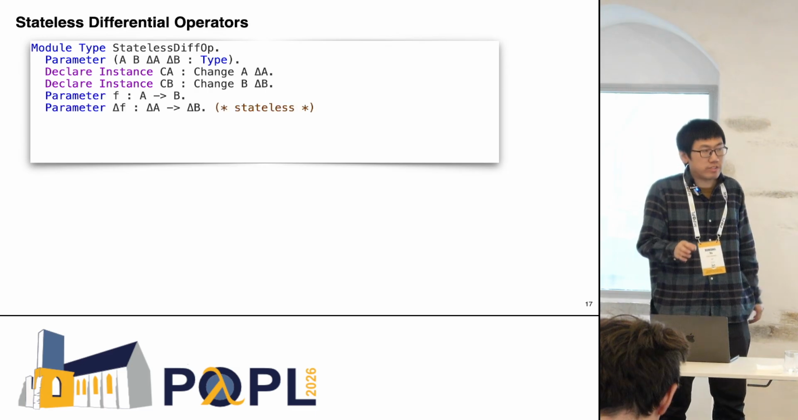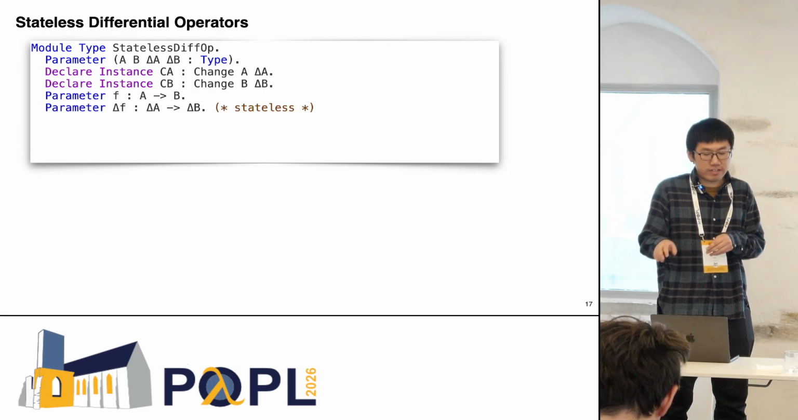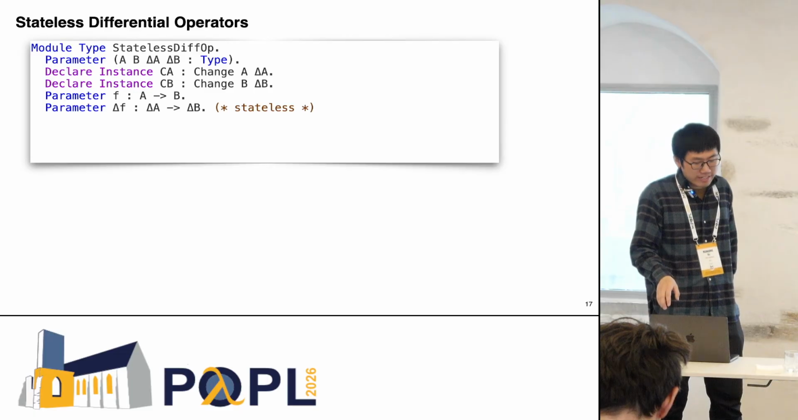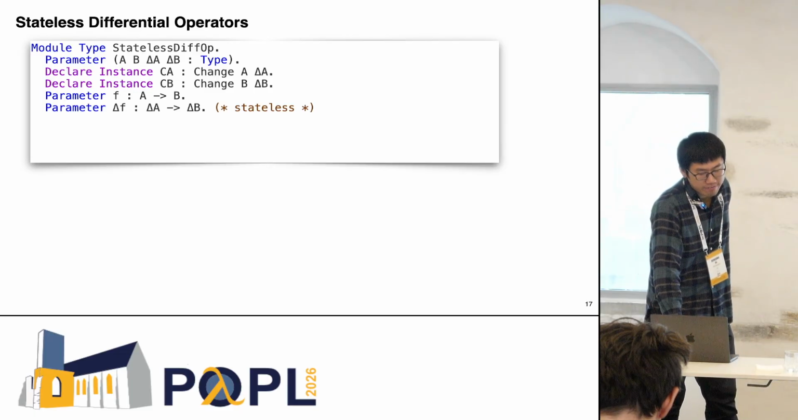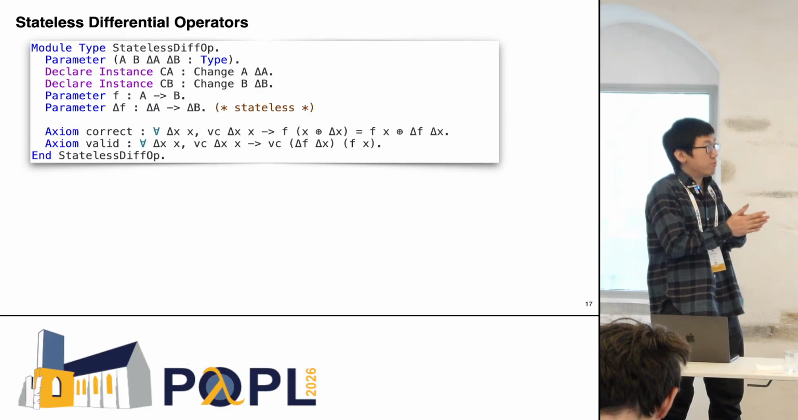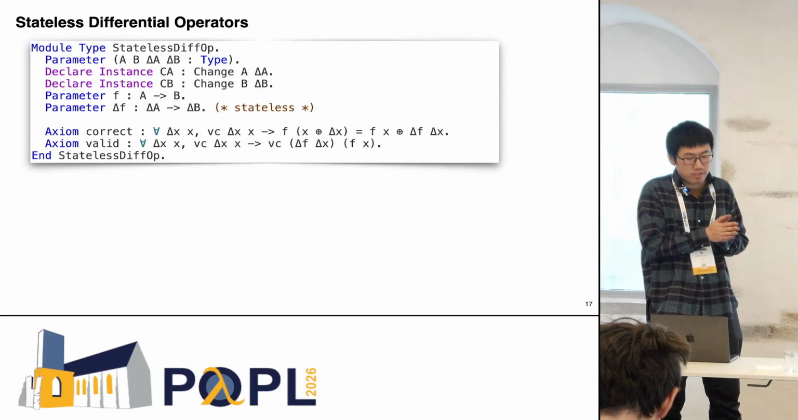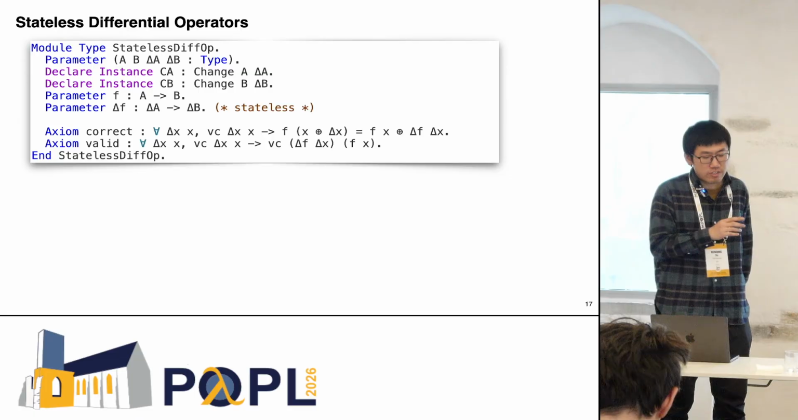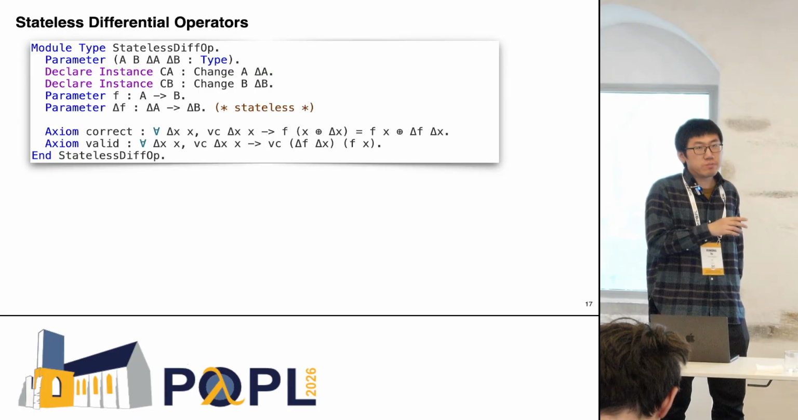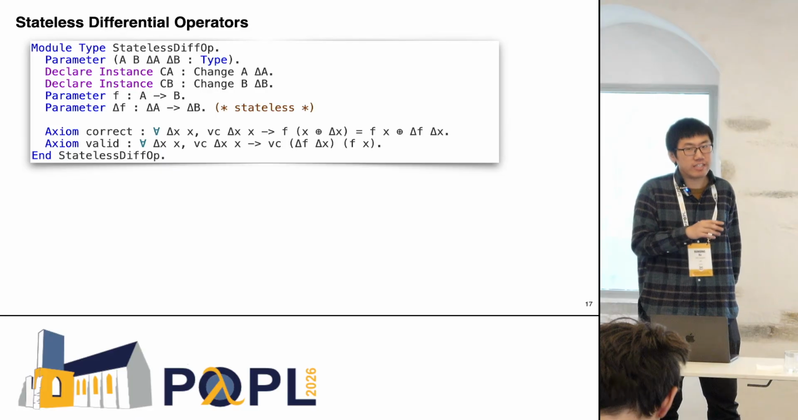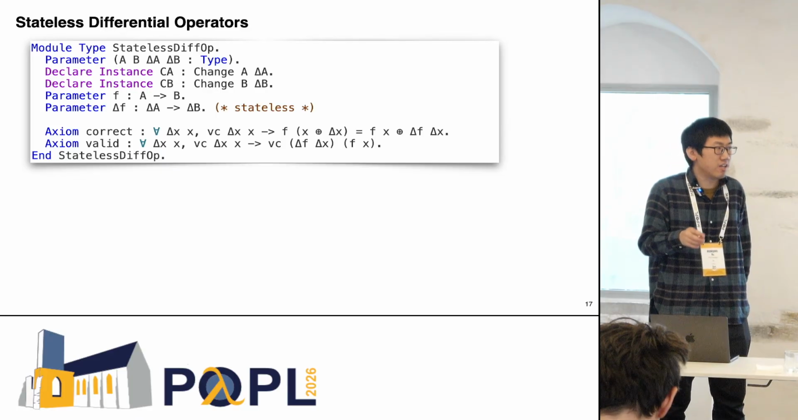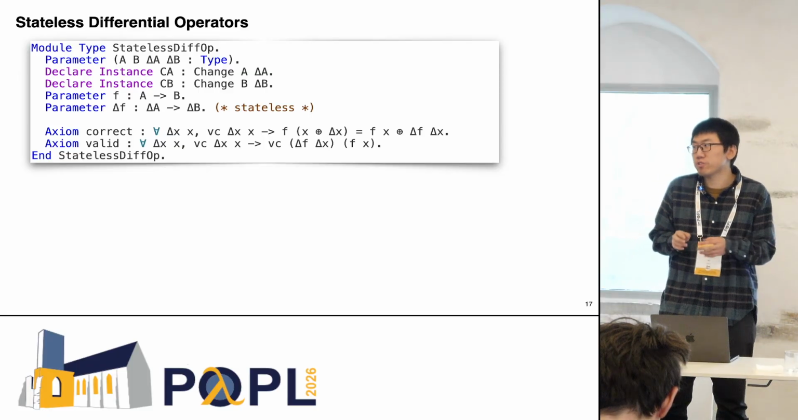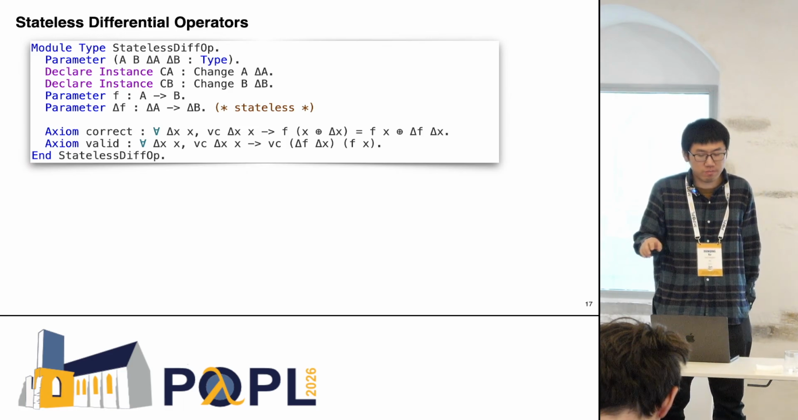And also, we need to provide a basic computation function and the stateless differential operator to map the input change to output change. And to prove this delta f is correct, we have two axioms. The first axiom is that if the input change is valid, then the result of doing a recomputation using f is the same as updating the original result by the output change produced by delta f. This is also known as from scratch consistency in the terminology of incremental computation.